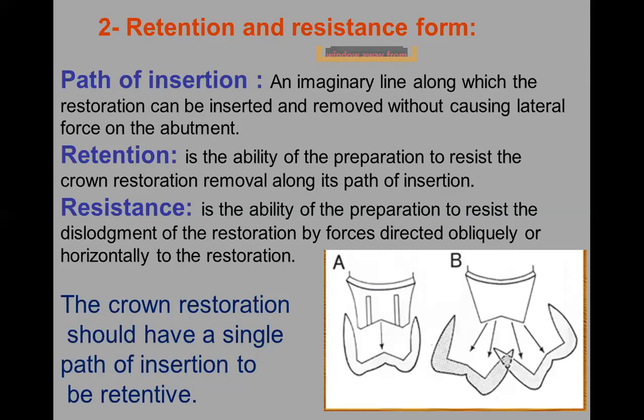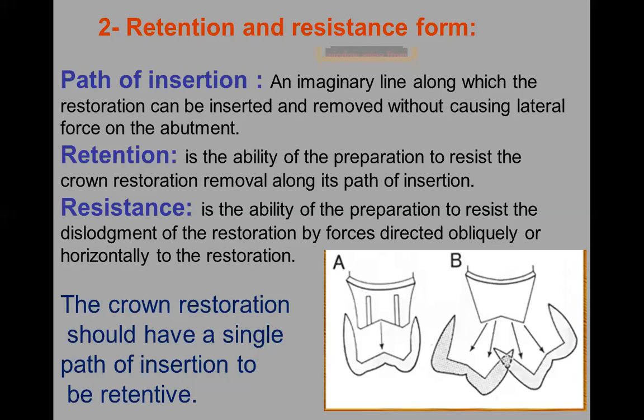What do we mean by path of insertion? It is an imaginary line along which the restoration can be inserted or removed without any lateral or side forces on the abutments. It will be easily and directly seated or slid onto the tooth structure. This direction of sliding of the restoration we call the path of insertion.